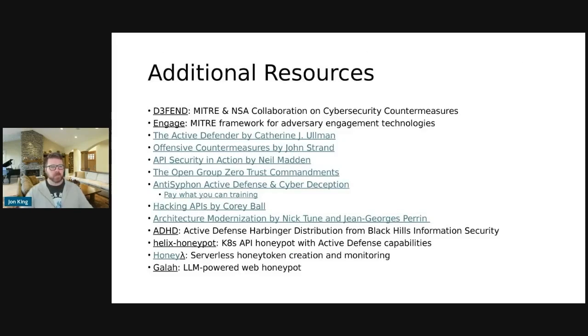So I did list several additional resources here. I love at the bottom those GitHub repos. Check those out. These are excellent resources across the board. All of these resources are valuable and helpful. If you start anywhere, start with The Active Defender by Catherine Ullman. Excellent book. It'll point you in so many directions, and just be interested.